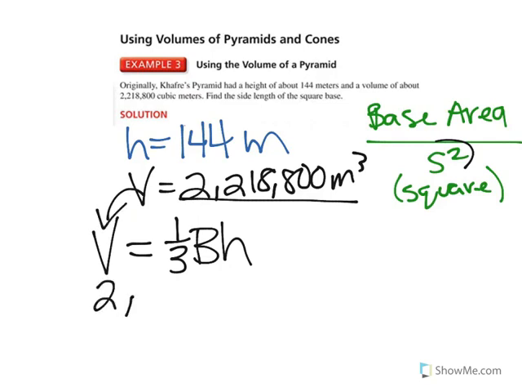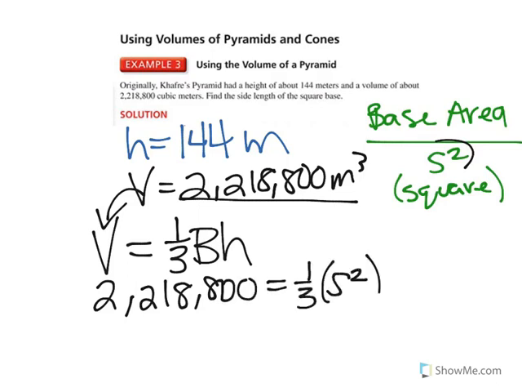So 2,218,800 is equal to 1/3 side squared times our height, which is 144. Okay, so I'm actually going to go ahead and take 144 times 1/3, which is 48. So I'm just going to erase that so I have some room. So we get 48s squared.